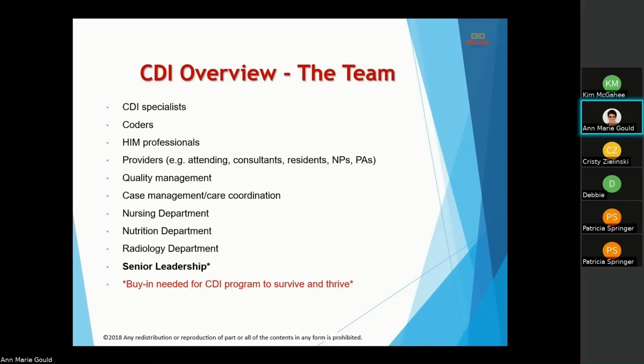If you do not have buy-in with your senior leadership team, the CDI program may not survive in that facility. And unfortunately, when I was starting out in CDI, I saw a lot of small hospitals disband their CDI program because the senior leadership really didn't understand what impact it may have within their hospital organization.